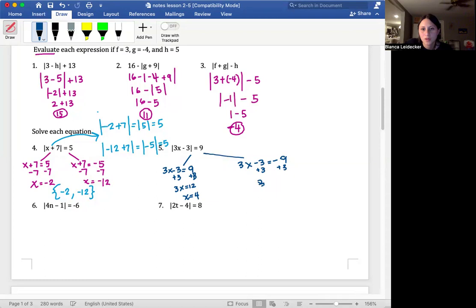Add 3 on both sides. 3x equals -6. Divide by 3 on both sides. x equals -2. So my two solutions would be either a -2 or a 4 as my potential values for x.